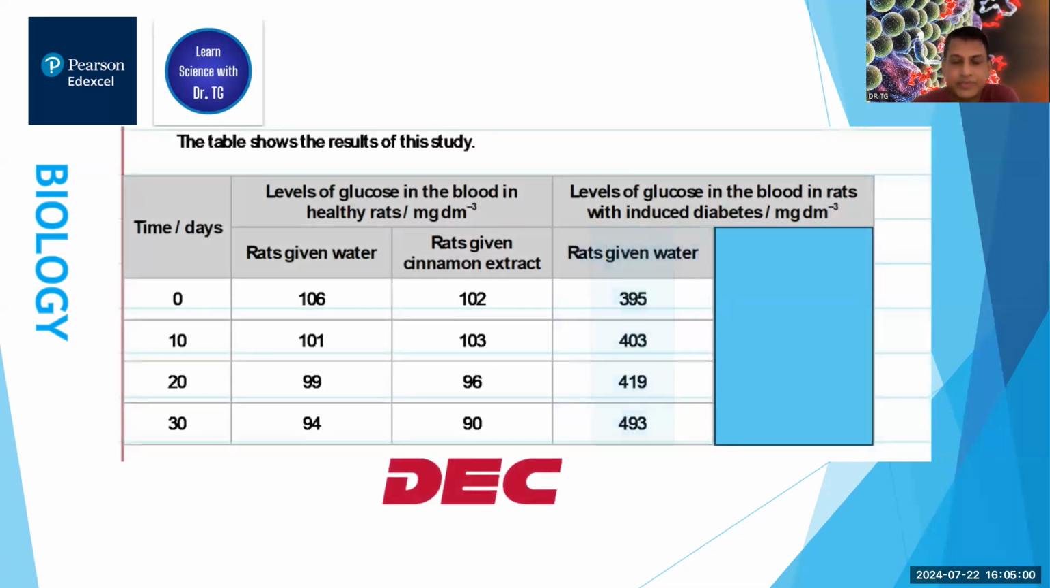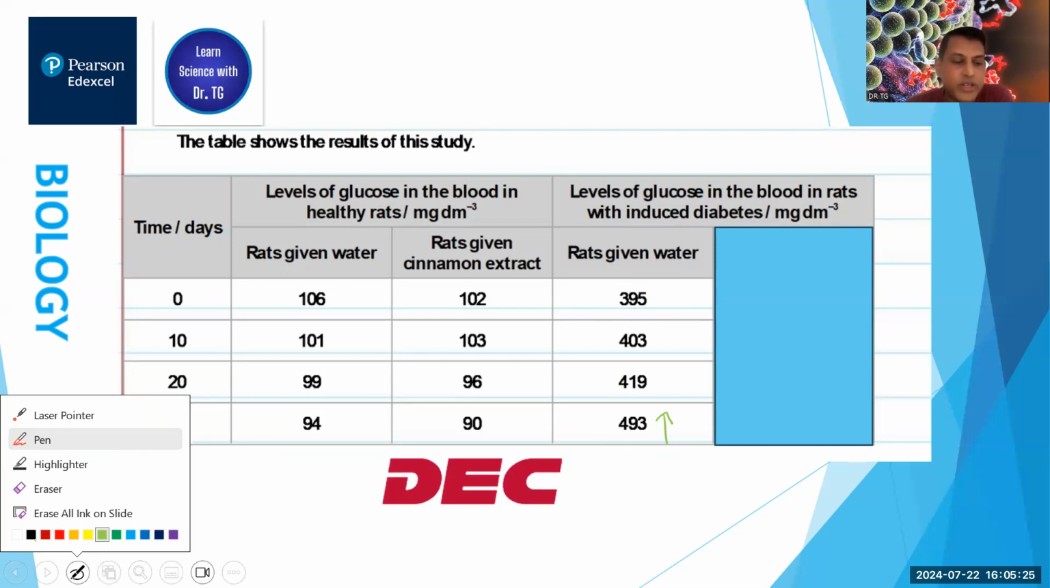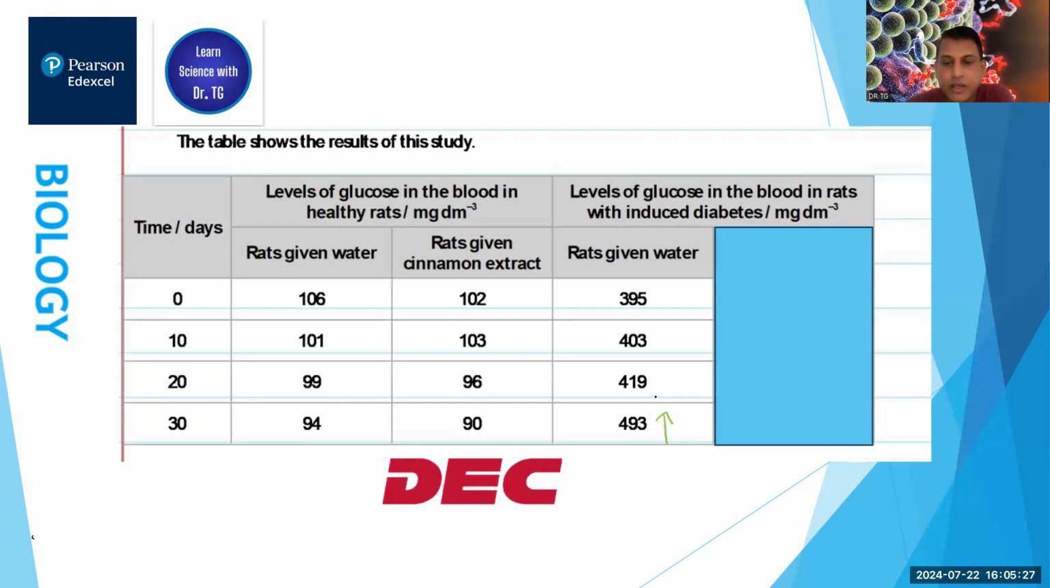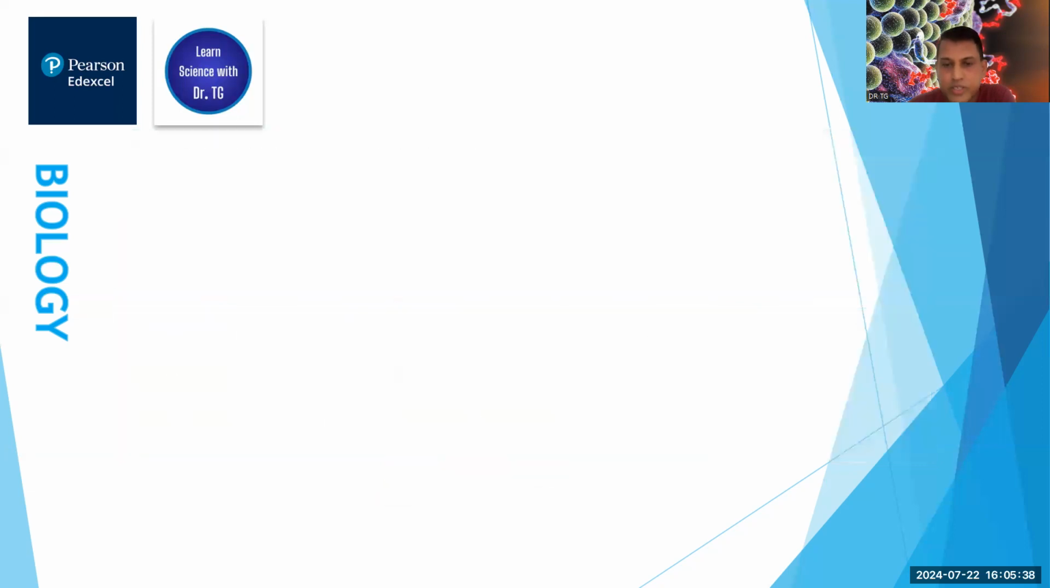So the third group, the rats, they have diabetes. As they have diabetes, the glucose level is always higher, even on the starting day, 395. And when this group is given water, it again increases. If you look at the last number here, this one is increased. Blood glucose level increases when there is no treatment, because water is a control. So we can write that the blood glucose level increases as they have diabetes and can't regulate the glucose level.